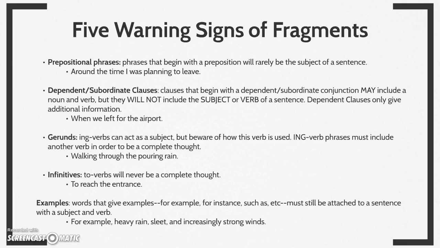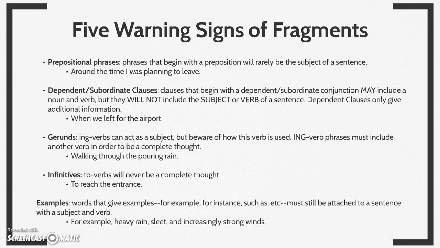Watch out for that. Then when you have dependent or subordinate clauses, these are the same thing, but they go by two different names. These begin with a subordinating conjunction. Again, if you want to clarify these, Google subordinating conjunctions, you can get a list of those as well. These may include a noun and verb, but also they are not the subject or verb of a sentence. So, for example, when we left for the airport. When is a subordinating conjunction.